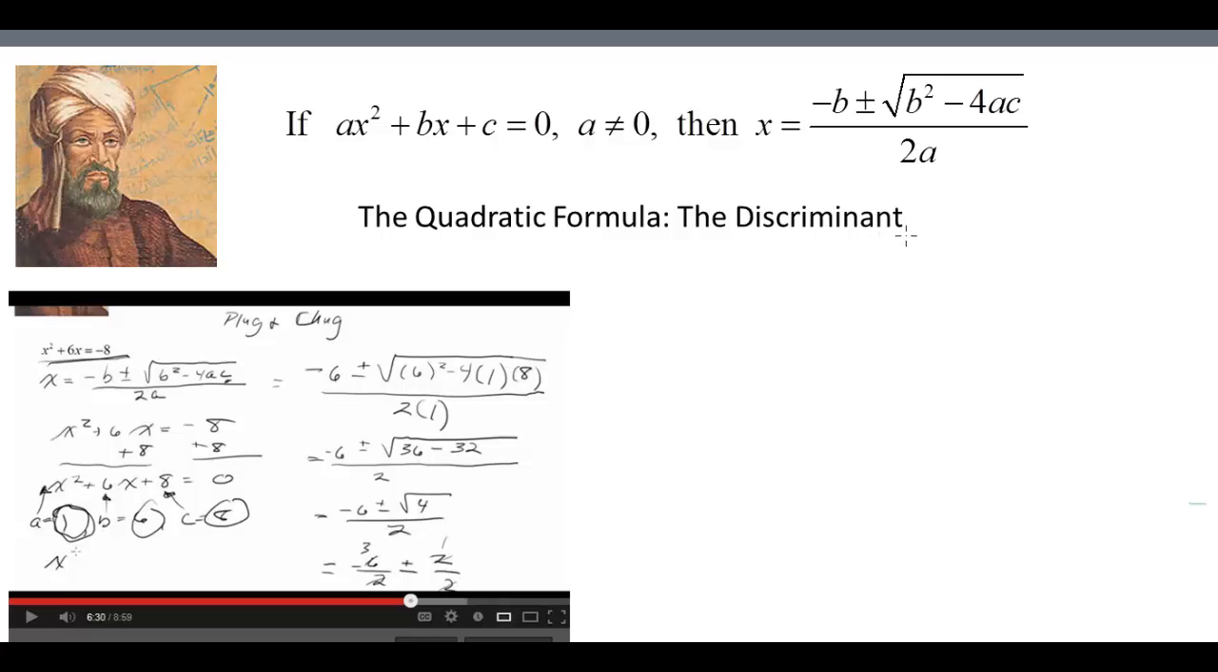As I was saying, the discriminant is equal to b squared minus 4ac. It's the expression that's inside the radical, and it determines by itself what type of solutions we have. So in the first case, if the discriminant b squared minus 4ac is greater than 0, then you get two real solutions.